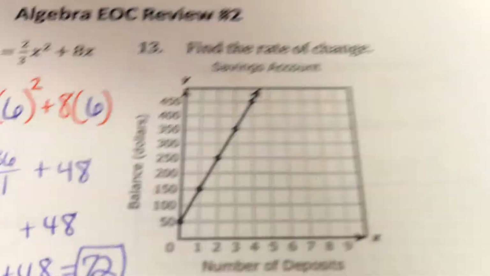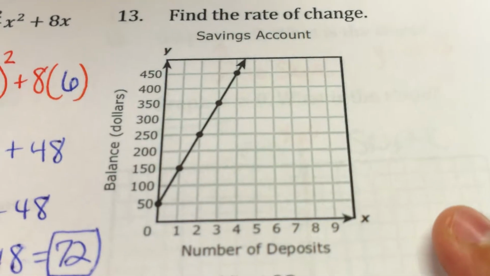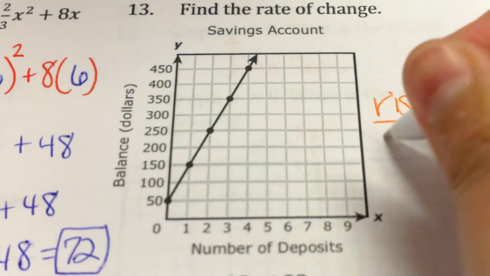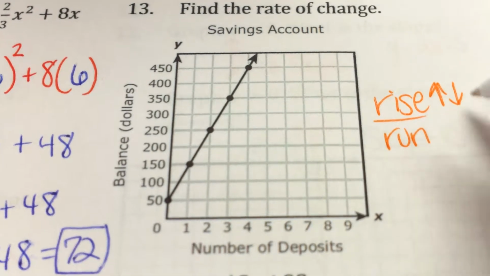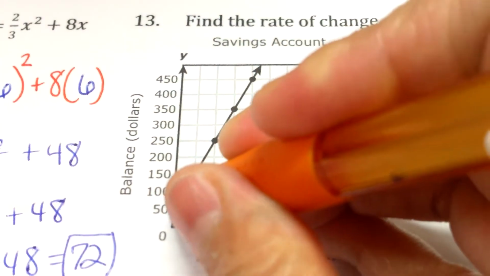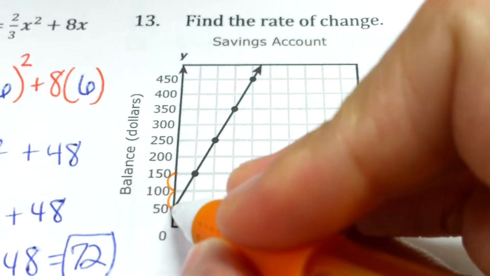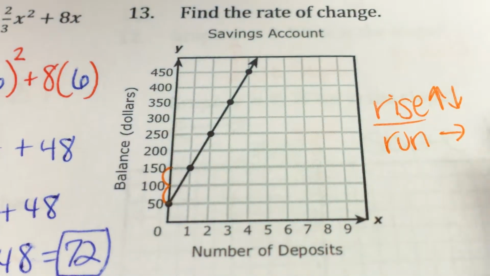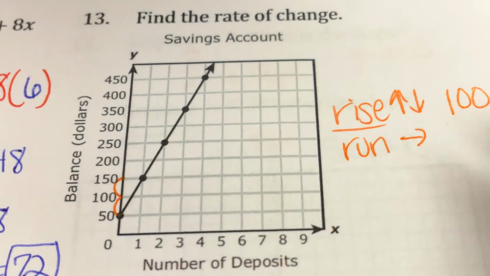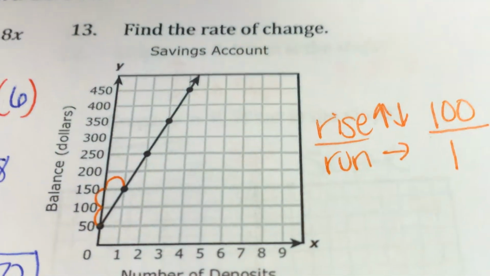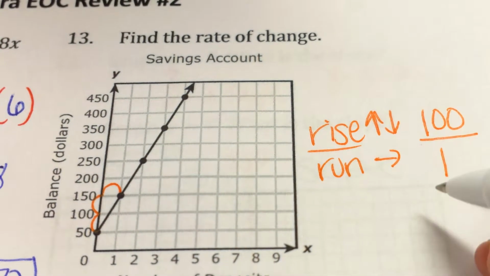Okay, so let's go ahead and now find the rate of change for this one. Find the slope. Remember, slope is rise over run. Rise goes up and down, run to the side. So from left to right, we're going to do rise over run. If you notice here, I went up 50 and another 50. So I went up a total of 100. You have to be careful with those scales. And then here I went over from 0 to 1, 1. So my slope is 100 over 1.